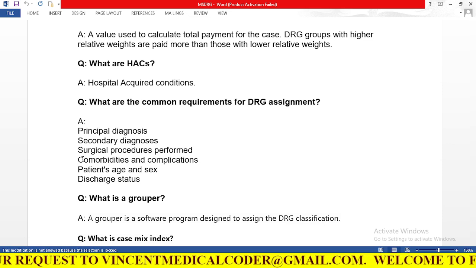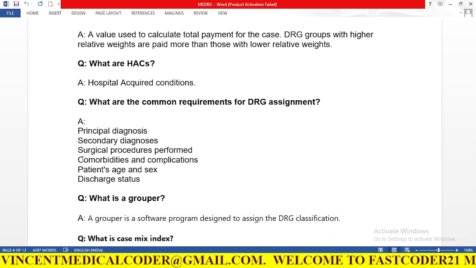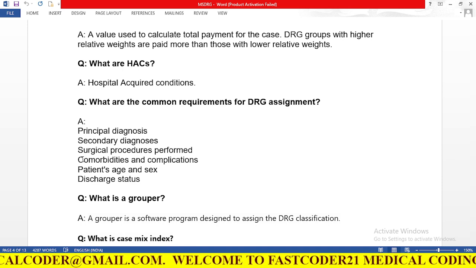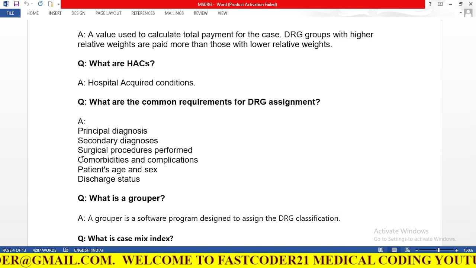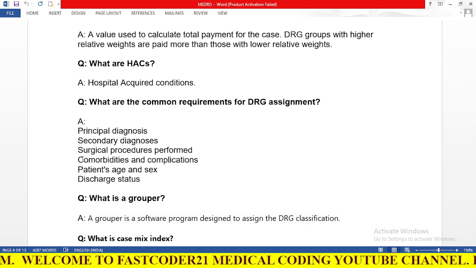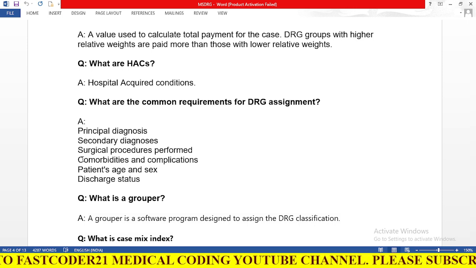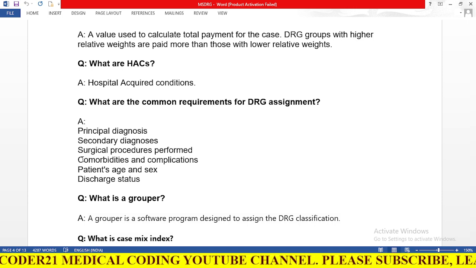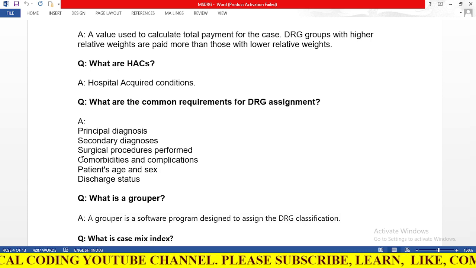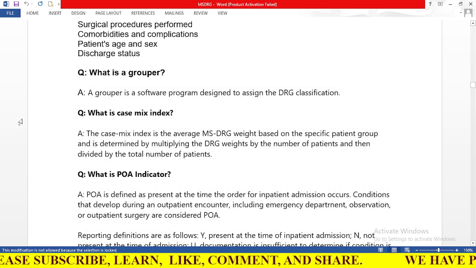Next one, what are the common requirements for DRG assignment? So first we need to have the principal diagnosis. Next we need to have secondary diagnosis, and we need to check whether any surgical procedures are performed or not, and we need to check for any CCs or MCCs, we need to check the patient's age and sex, and we need to check the discharge status. In order to code inpatient records and get proper DRG assignment, we need to have all 6 criteria.